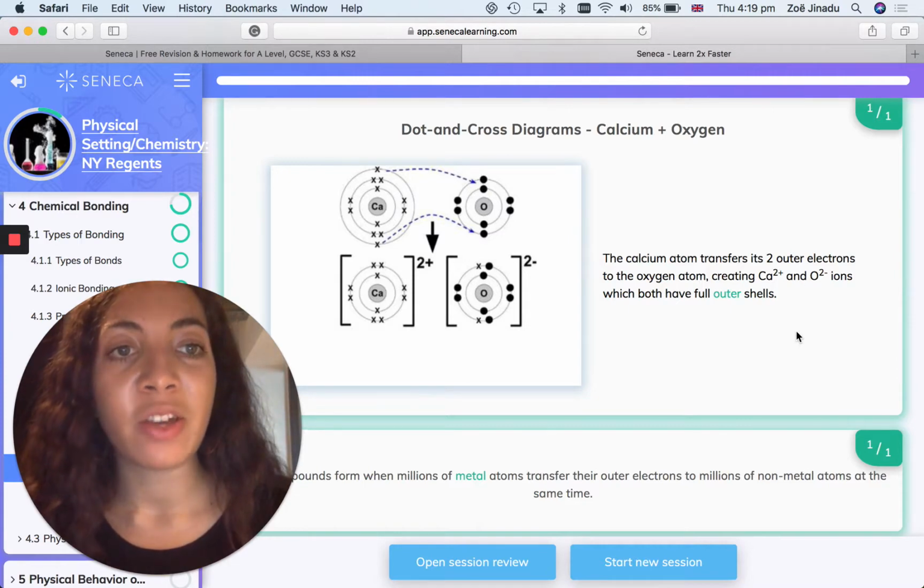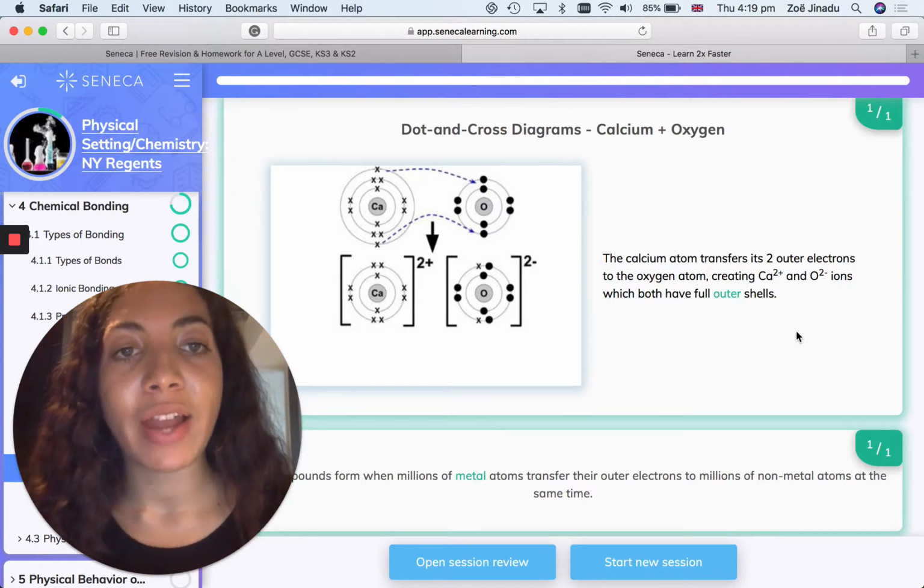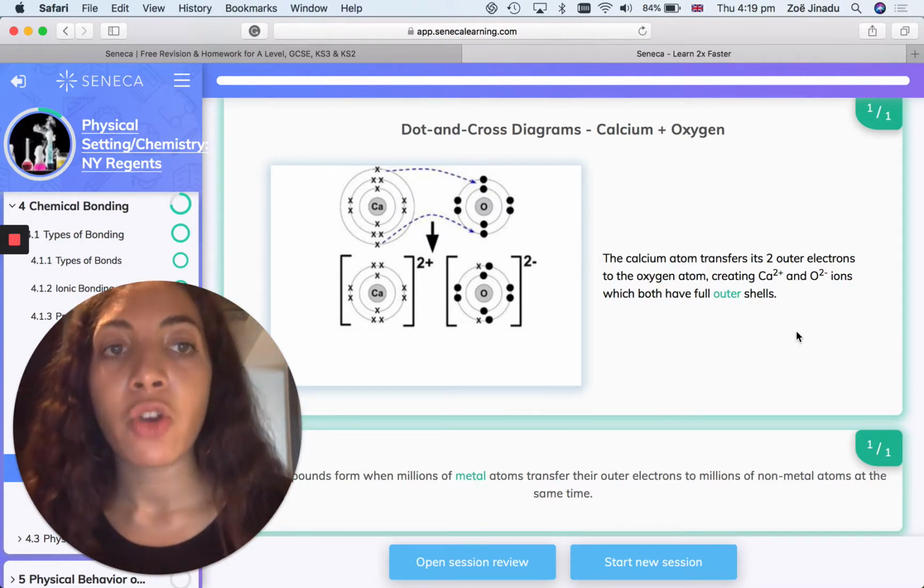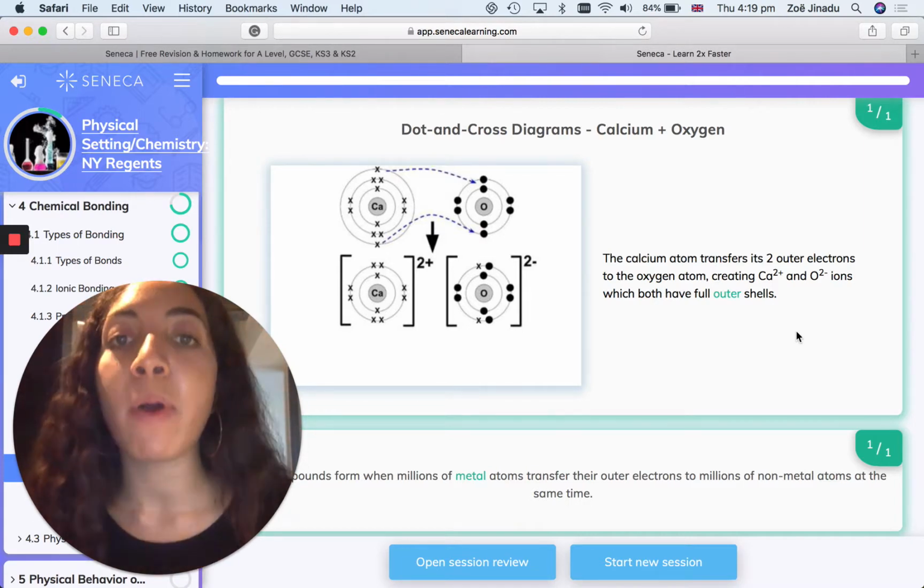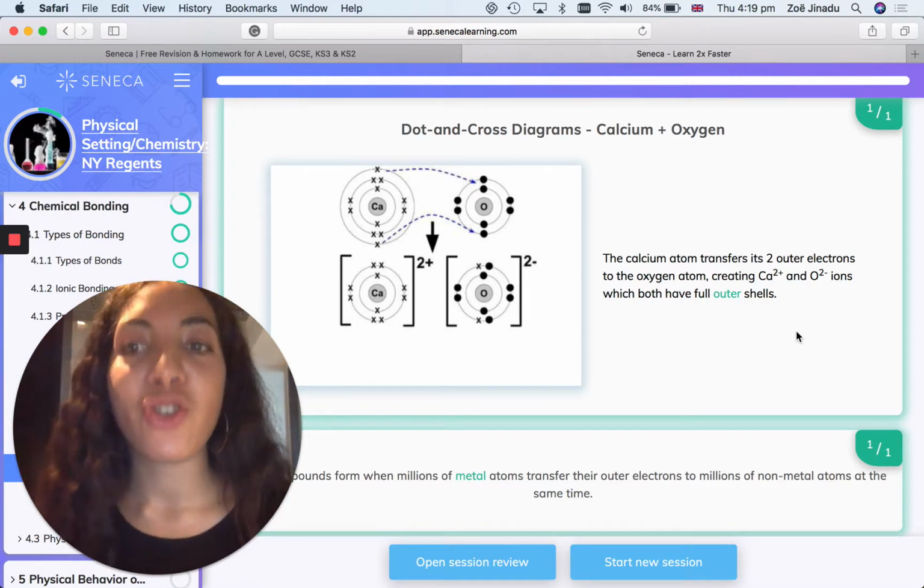This is the dot and cross diagram for calcium and oxygen. The calcium atom transfers its two outer electrons to the oxygen atom, creating Ca2+ and O2- ions, which both have full outer shells.